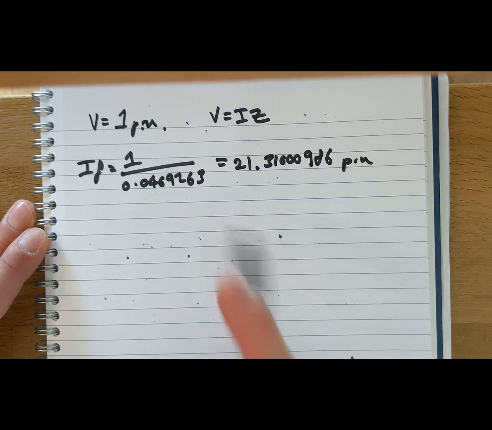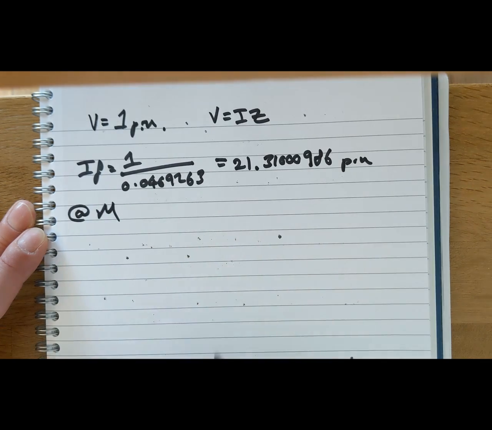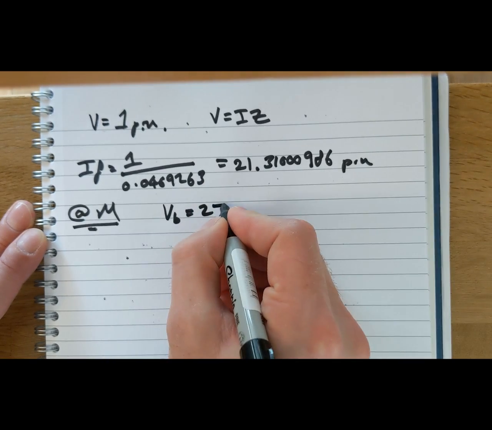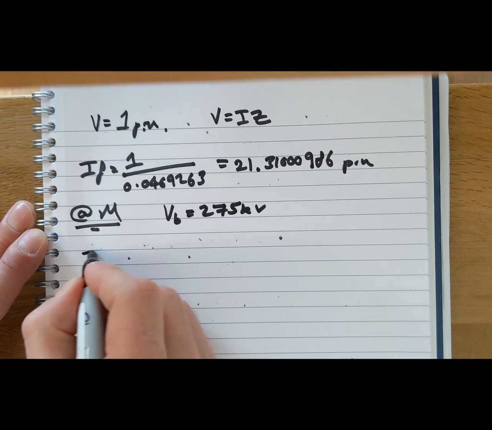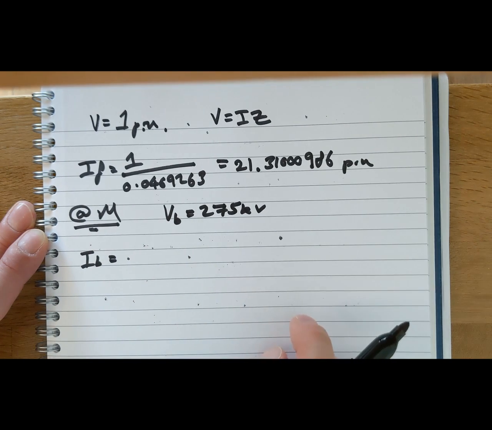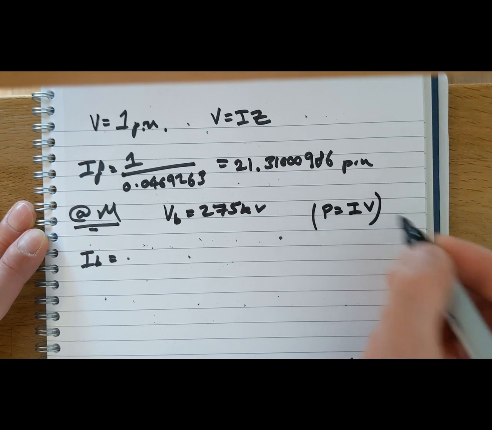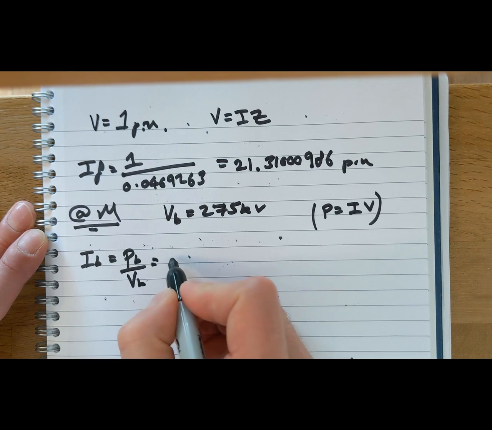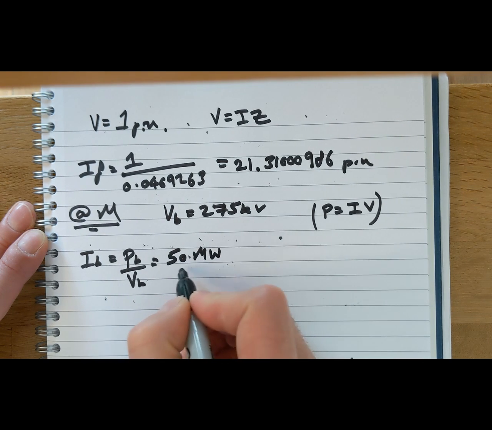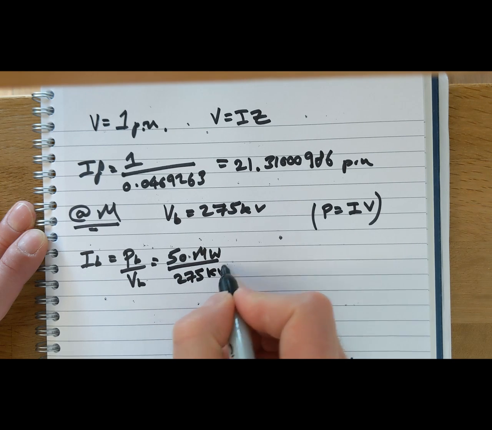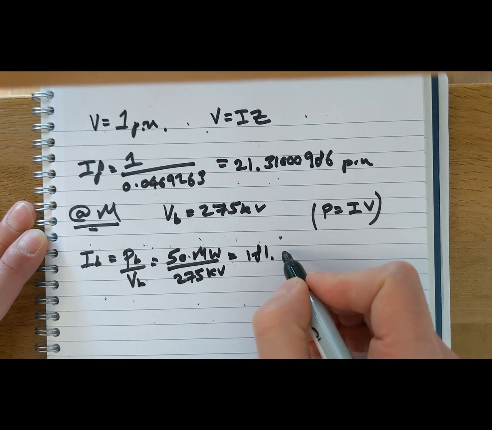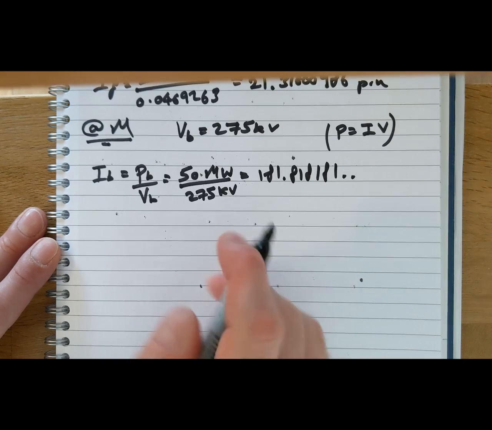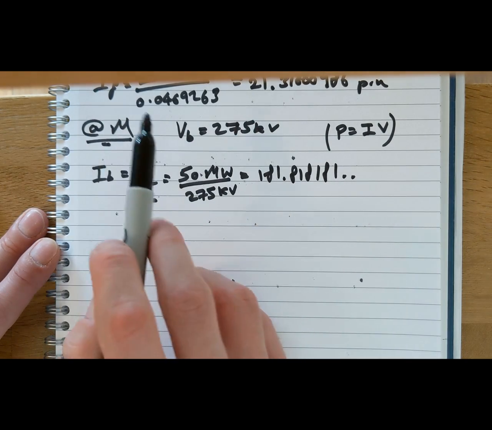And then at point M, which is the point we want to take the measurement of the fault current at, the voltage base is 275 kV, and therefore our current base, if we were just to use power equals current times voltage and rearrange it, would be our power base divided by our voltage base, which is 50 megawatts divided by 275 kV, which comes to 181.8181, etc. So that's our current base at the 275 kV voltage, which is where our measurement point M is.